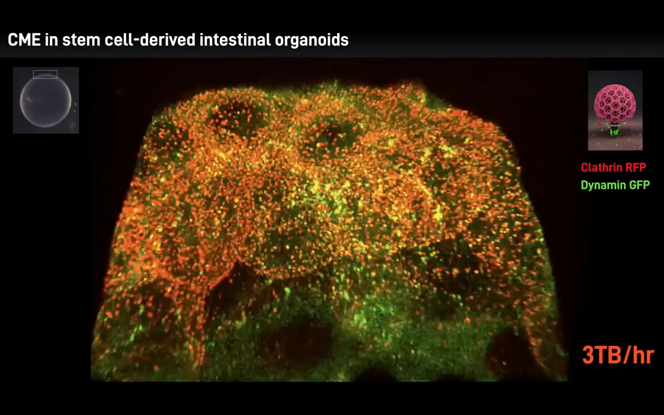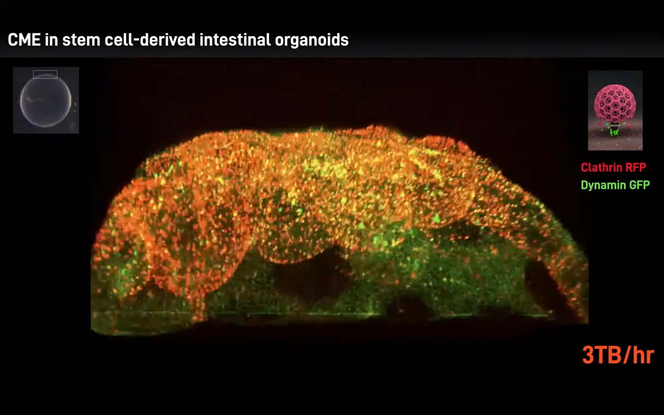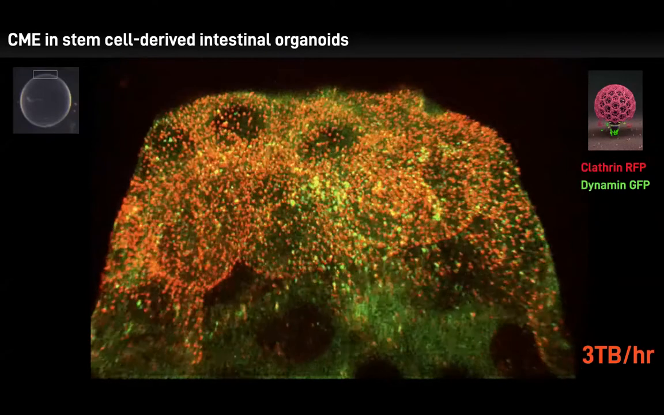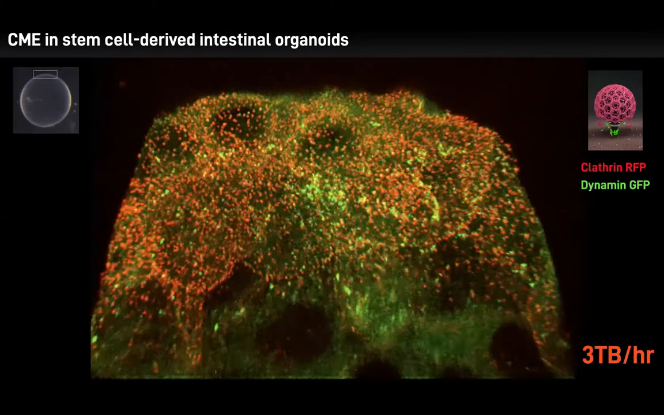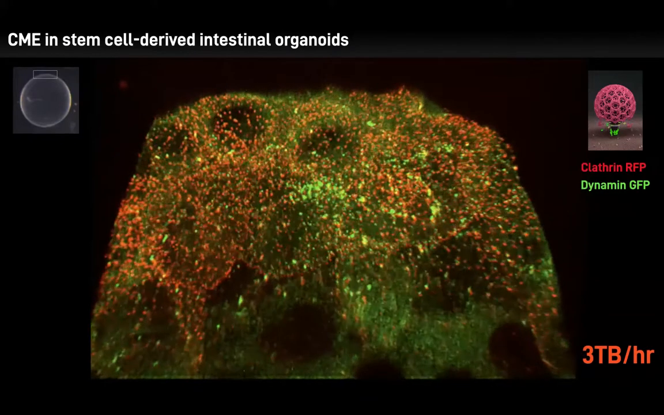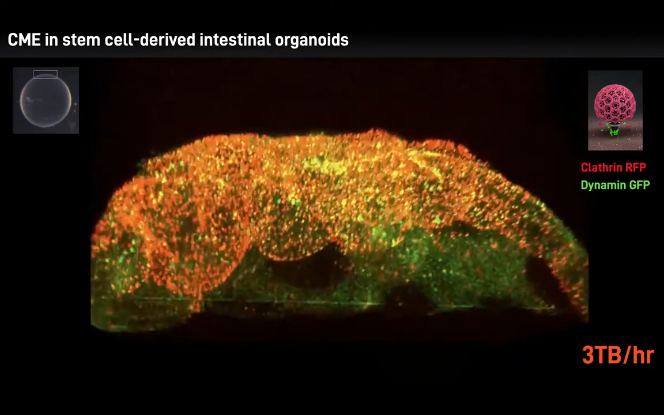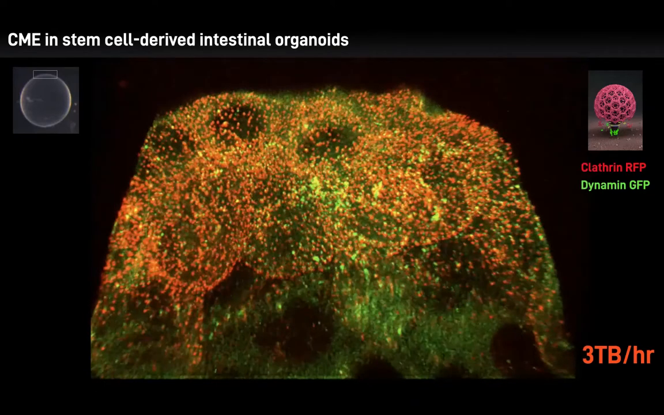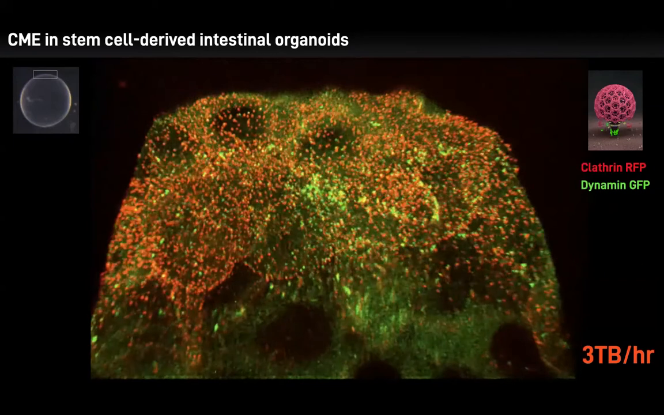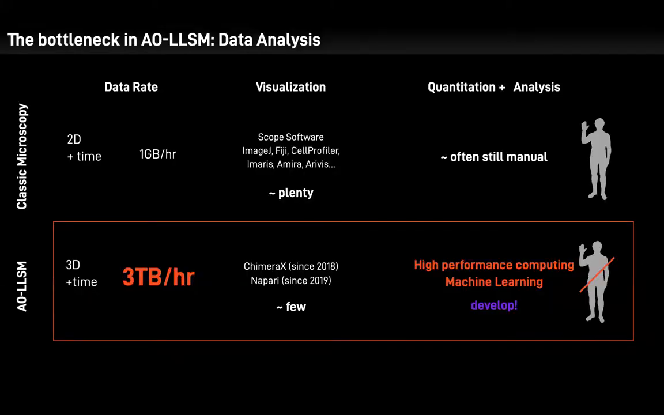So it's wonderful. The problem is, we are dealing with 3 terabytes of data per hour. So we very quickly became the biggest single data producer on campus. It's a problem. Classic microscopy is maybe a gigabyte of data per hour, and then there are tons of visualization tools, tons of quantitation tools, and you can do this manually.